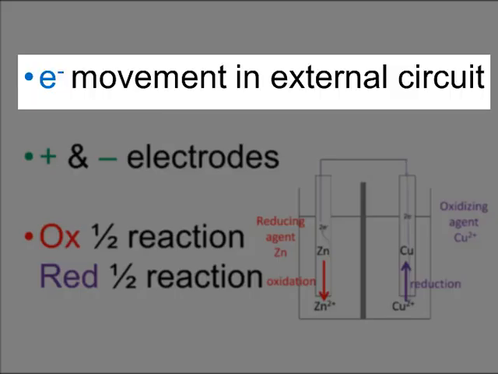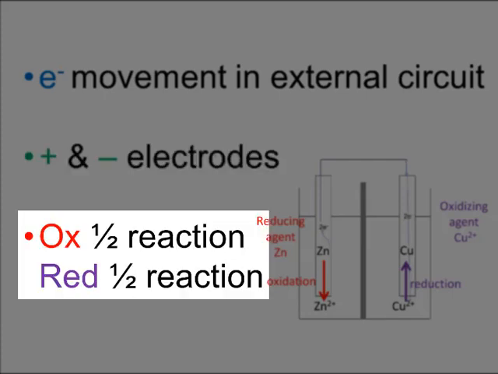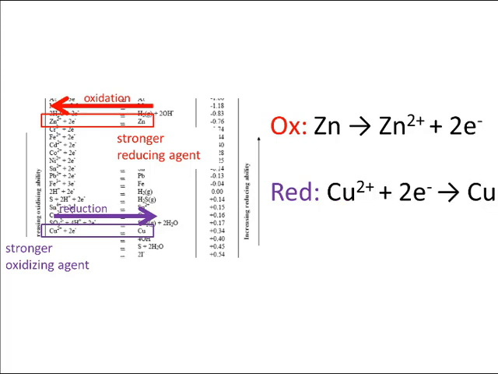How do the electrons move in the external circuit, and which electrode is the positive electrode and which the negative? Also, write down the half reactions for the oxidation half reaction and the reduction half reaction. There we have the oxidation half reaction. Zinc gets changed into zinc ions with the release of electrons. Copper ions absorb electrons to change into copper.